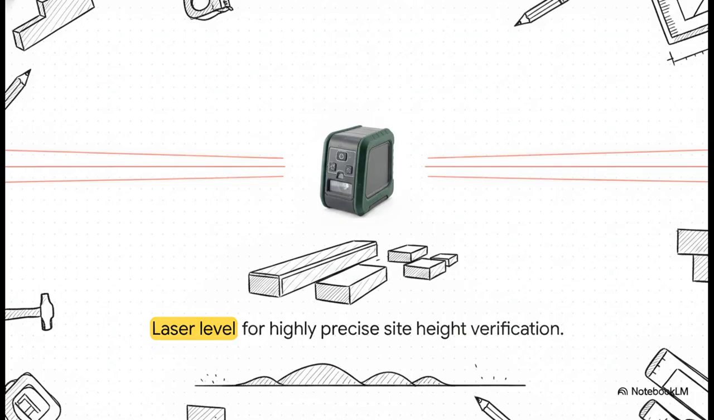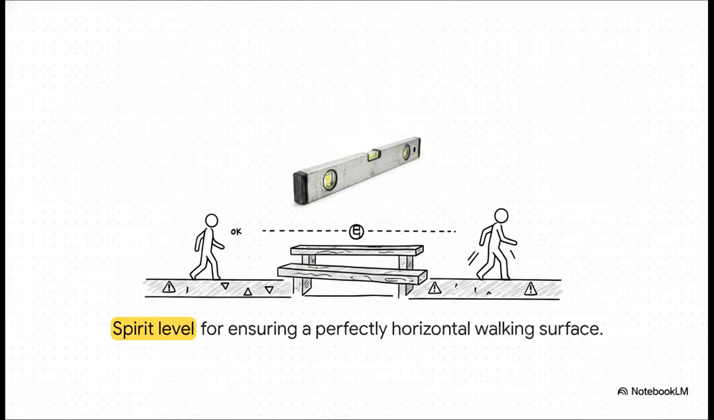First up is the laser level. During your initial site survey, this tool casts a perfectly horizontal line straight across your site. It establishes a highly precise, fixed reference point over long distances where a standard level just wouldn't cut it. Next up, the trusty spirit level. In carpentry, when we say level, we mean perfectly horizontal. You're going to use this constantly on your treads and landings to guarantee a safe walking surface.